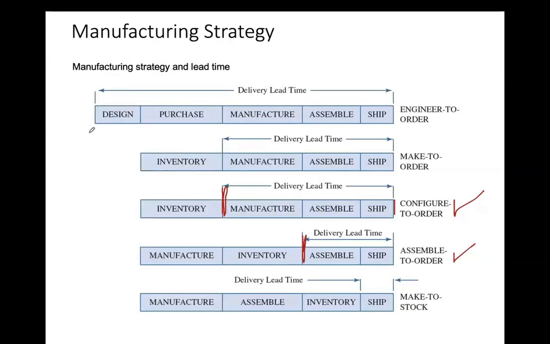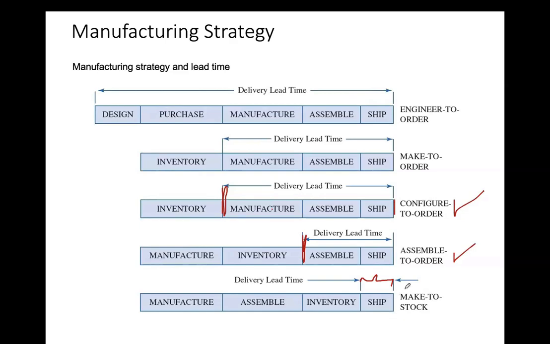So here is a pictorial presentation of a comparison of these strategies. The first one was make to stock. In make to stock, we discussed that a company has already made everything in bulk. Whenever there is an order, they just need to ship it. So that's called MTS or make to stock. You don't have to bother about manufacturing, that has already been carried out. Assembly has already been carried out. Inventory is already there. Whenever there's an order, you just have to ship it.